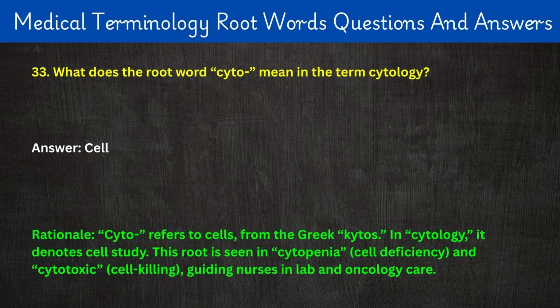33. What does the root word cyto- mean in the term cytology? Answer: cell. Rationale: Cyto- refers to cells, from the Greek kytos. In cytology, it denotes cell study. This root is seen in cytopenia, cell deficiency, and cytotoxic, cell killing, guiding nurses in lab and oncology care.